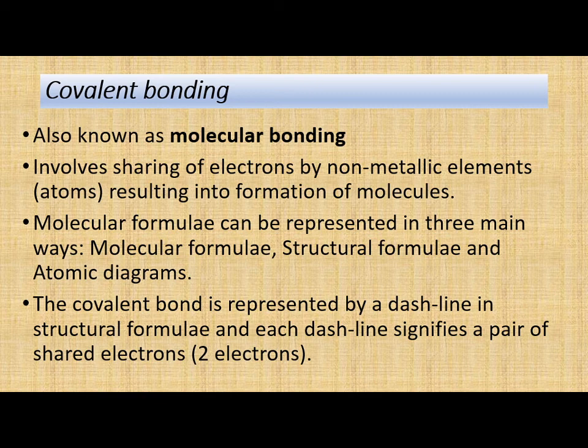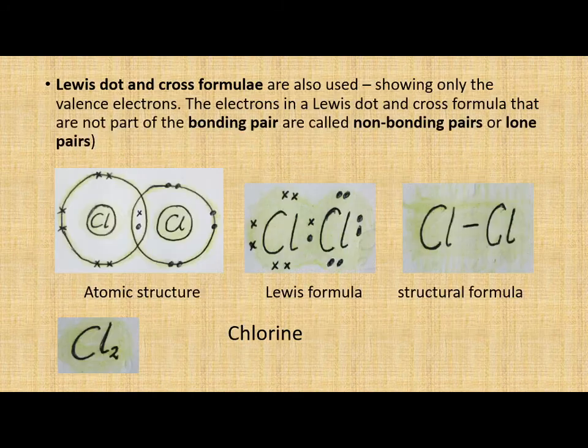The covalent bond is represented by a dash in the structural formula, and each dash represents a pair of shared electrons, or the bonding electrons. Lewis dot and cross formulae are also used, showing only the valency electrons. The electrons in the Lewis dot and cross formulae that are not part of the bonding pair are called non-bonding pairs or lone pairs.